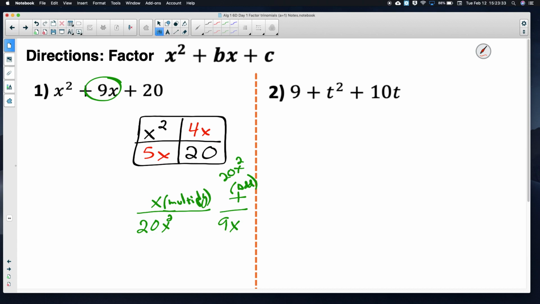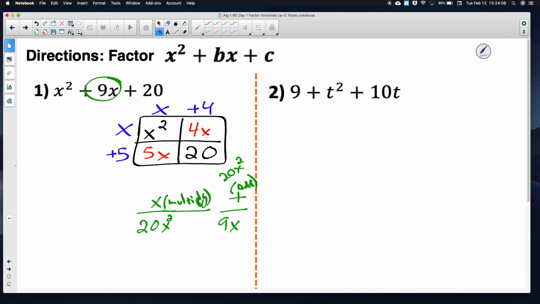So now what I'm going to do in my box is undo the multiplication, which means along the rows and the columns, I'm going to factor out a GCF. So look at x squared and 4x. What goes into both of those? X. What about 5x and 20? What goes into both of those? Positive 5. Looking at the columns, what goes into x squared and 5x? X. What goes into 4x and 20? Plus 4.